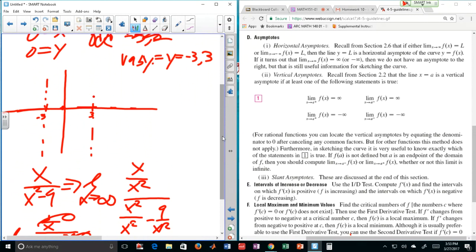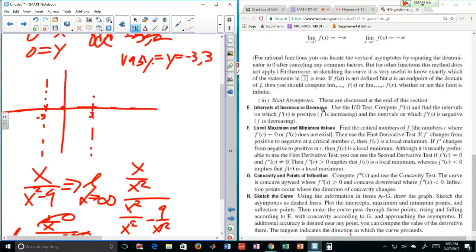Okay, for a rational function. Going on, slant asymptotes. These are discussed at the end of this section. I don't think we have to worry about this one. Intervals of increase or decrease. Oh, that's the bottom. Okay. Use the I/D test, compute f prime of x, and find the intervals in which f prime of x is positive, f is increasing, and the intervals in which f prime of x is negative.